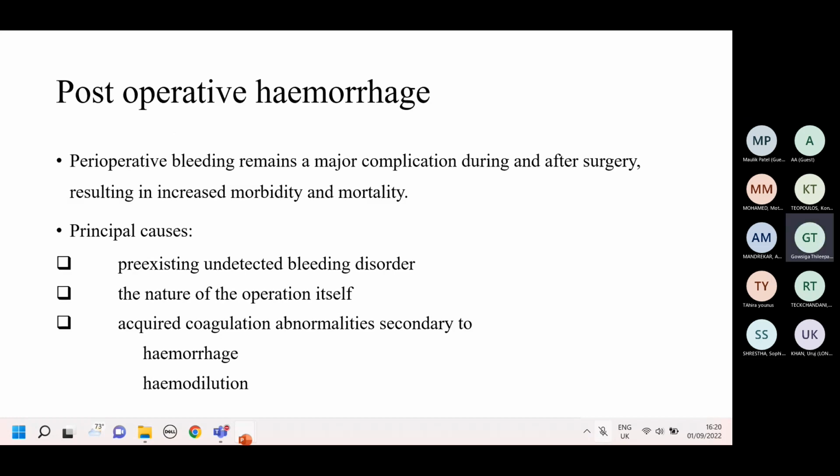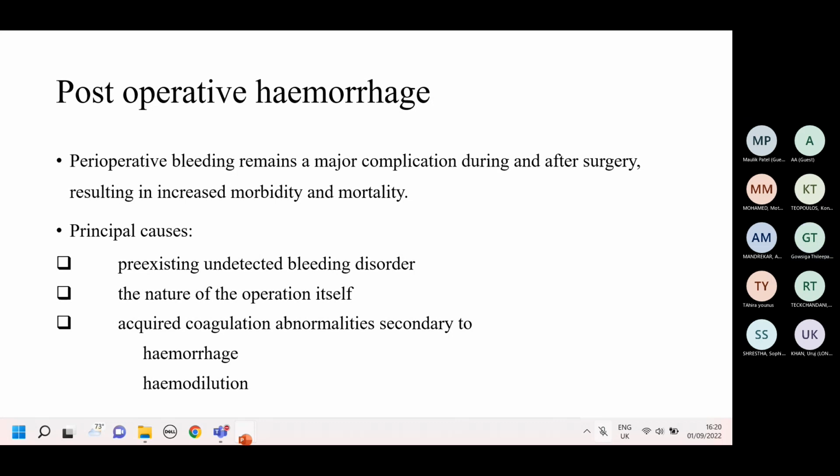As we have discussed in cardiovascular physiology, you are now clear about hemorrhage and hypovolemic shock. I need to tell you more about this because most patients in the perioperative period are at risk of major bleeding during and after surgery, which results in increased mortality and morbidity. So what do you think are the principal causes of this perioperative bleeding?